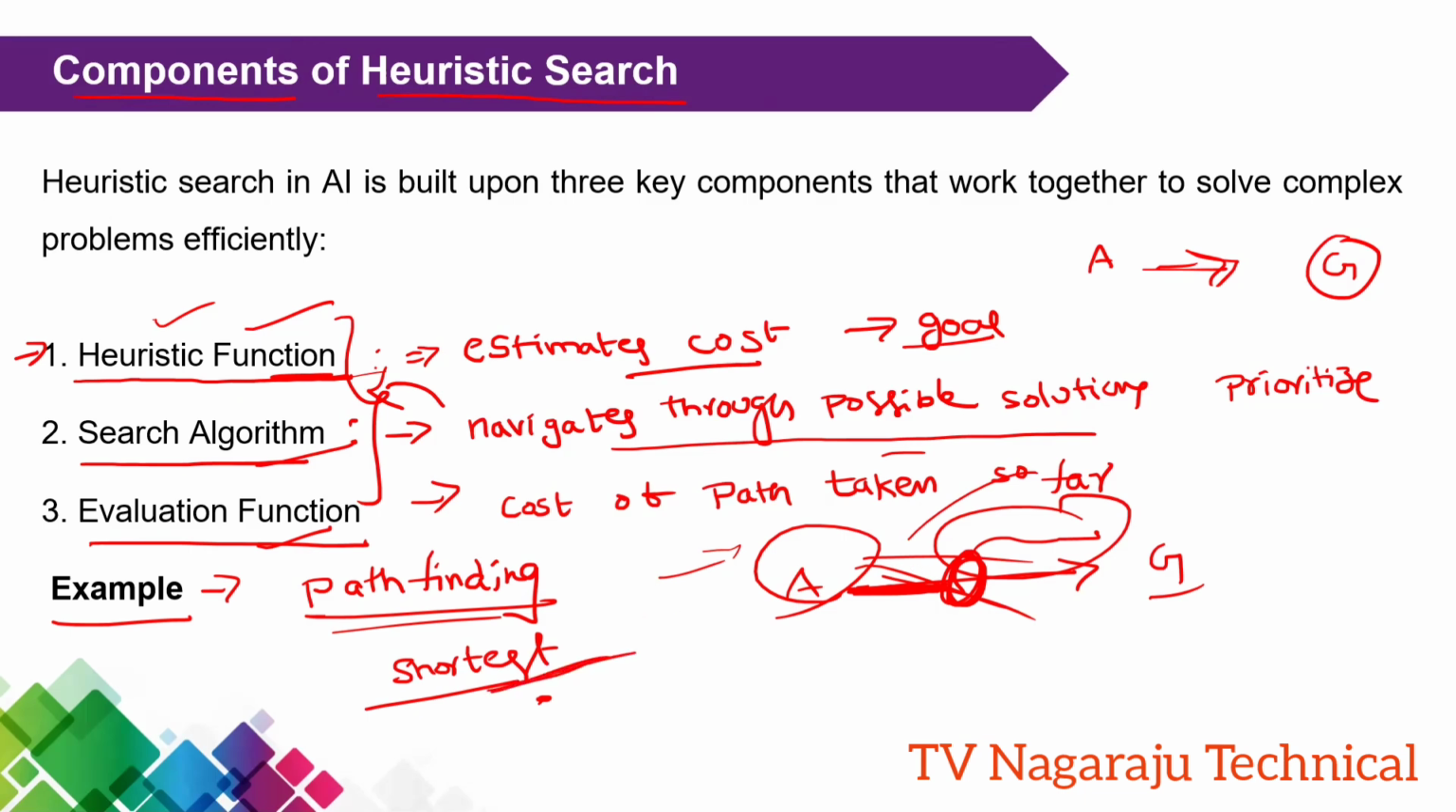Now, what is the procedure? The search algorithm navigates through all the possible routes, and while navigating, the heuristic function estimates the remaining distance. So while moving, the heuristic function estimates the remaining distance, and the evaluation function ensures that whatever path we choose is an optimal path.